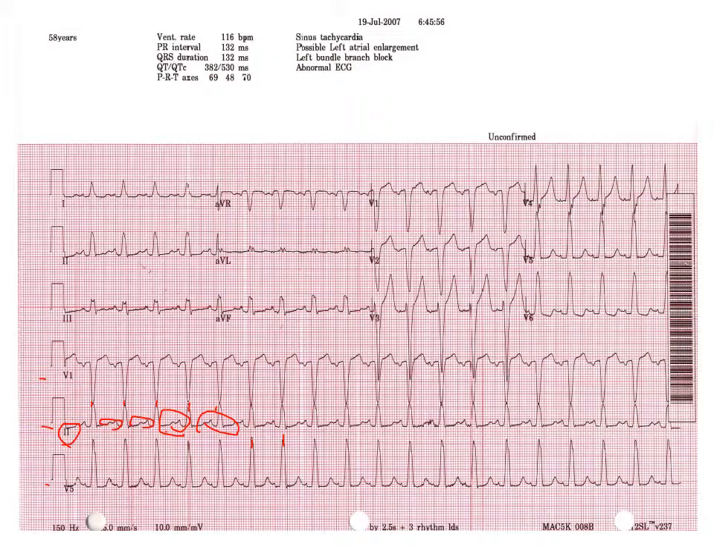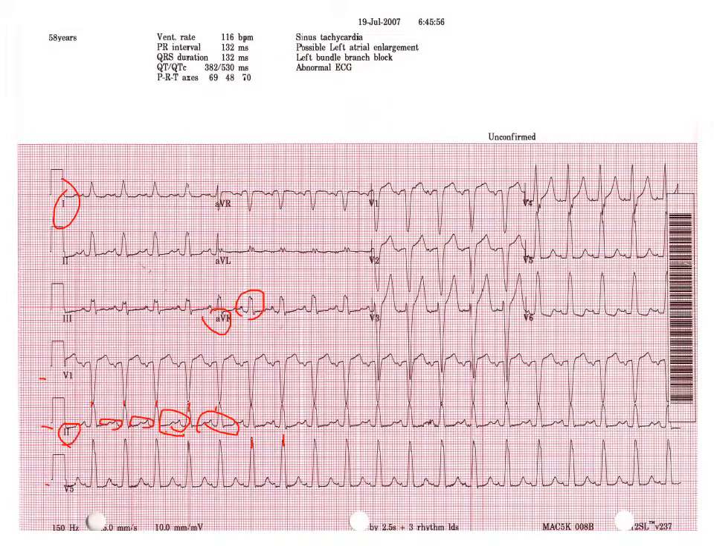All right, let's look at axis next. Where do we go for axis? 1, AVF. Is lead 1 upright mostly? Yep. So it's either going to be a normal axis or a left axis deviation. Go to the AVF, is it mostly positive? Yep. So it is normal axis.